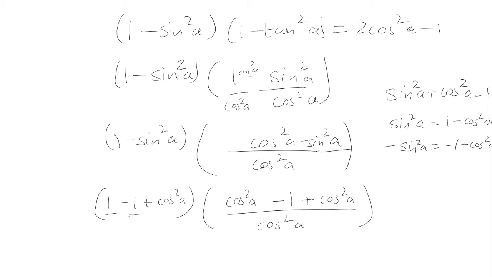Here we have 1 minus 1 is going to give us 0. So that goes away. I'm left with cosine squared, which gets canceled with the bottom. Now I have cosine squared plus cosine squared here. That is 2 cosine squared. And negative 1 left over.